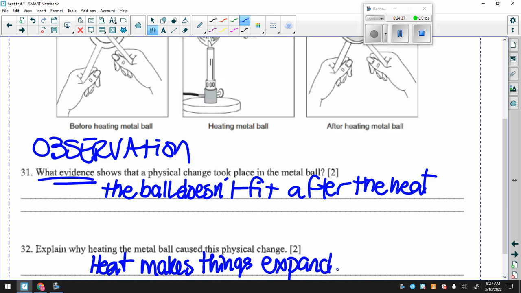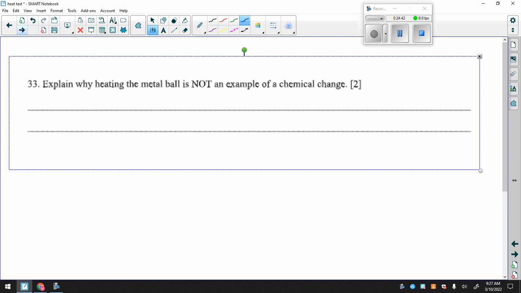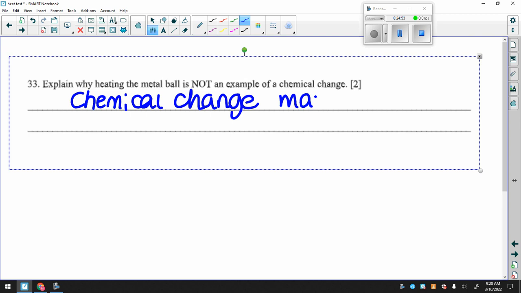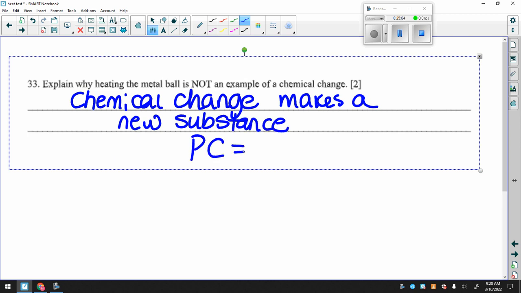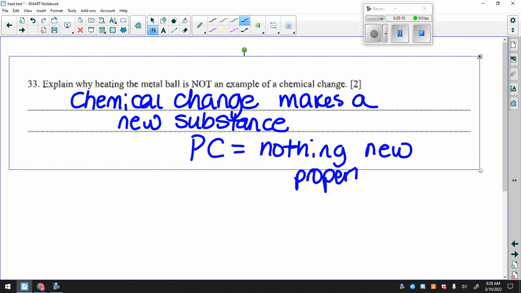Heat makes things expand. Why is this not chemical? It's not chemical because we're not getting anything new. A lot of people got this wrong. Chemical change requires a new substance to be formed. Chemical change makes a new substance. Nothing new is formed. The next one is expand, the one before it. Physical change equals nothing new. No new properties. Properties stay the same. We don't lose the property.